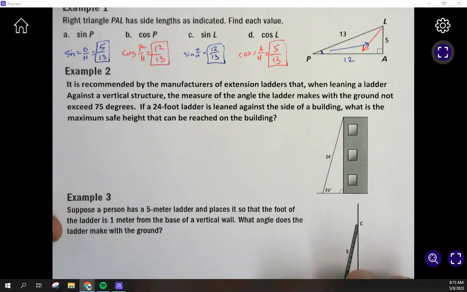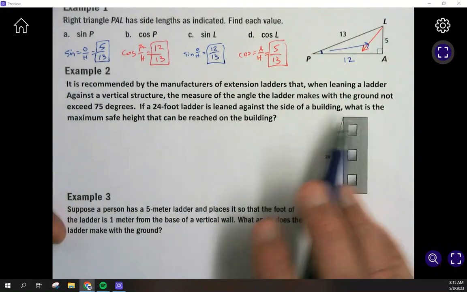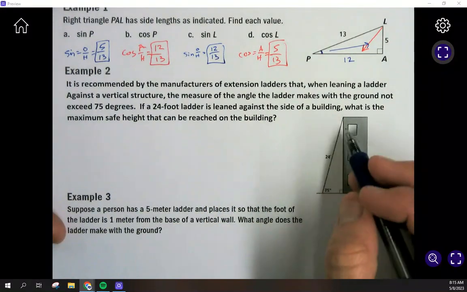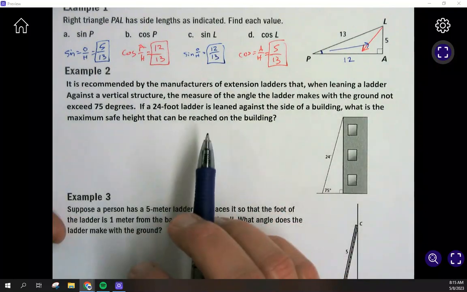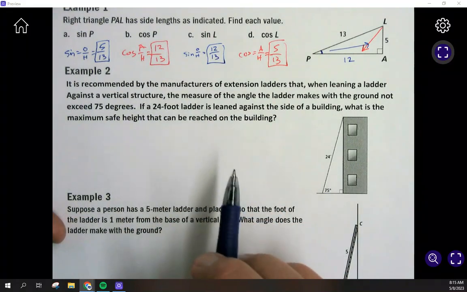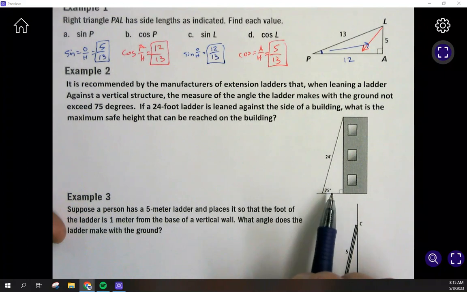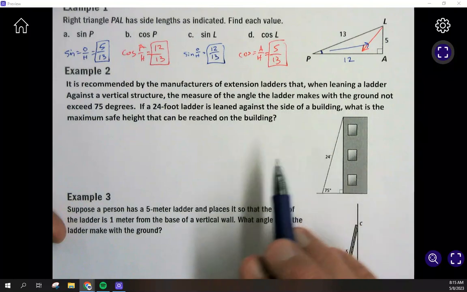Okay, so let's make this useful now. Example number 2, we've got this picture, a 24-foot ladder. I'm going to summarize here. The manufacturer recommends that you never make an angle greater than 75 degrees. That means you're standing it up too straight if you get more than 75 degrees, and it could tip.